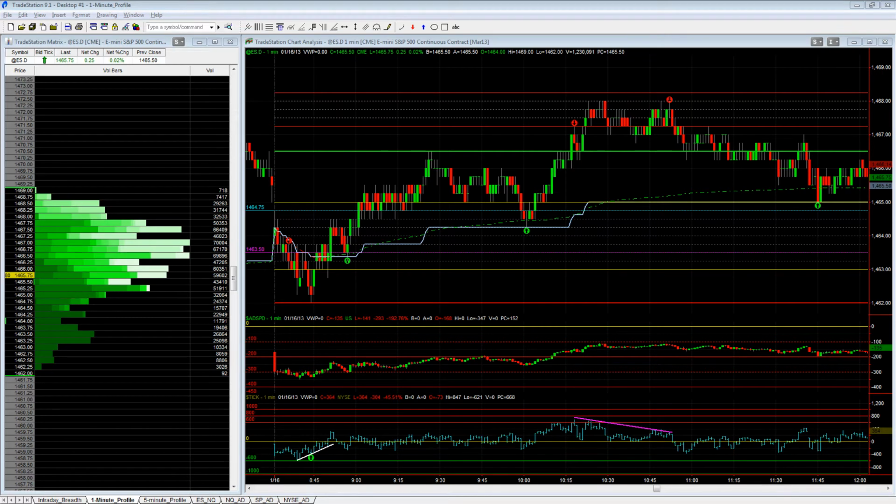Now, heading into the open, we were using the 1463 to 1465 area as our bull bear zone. This was an inflection point in the market, and we were using this zone to establish our directional bias.